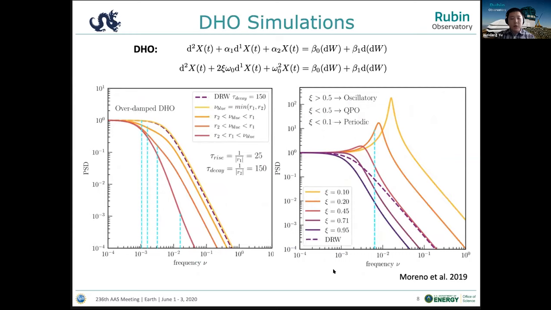If you look at the model PSDs of DHOs, it actually provides some natural explanations for the observed deviations from DRW. Some have reported that they didn't observe any apparent turnover at low frequency. Using DHO, it might just be a relatively flatter, smoother turnover instead of a sharp turnover predicted by DRW. Like I just said, there's been an observed steeper slope in the PSD at high frequency. This is possible for both overdamped cases and underdamped cases. Lastly, DHO can also explain some of the QPO behaviors in the light curves of AGN.